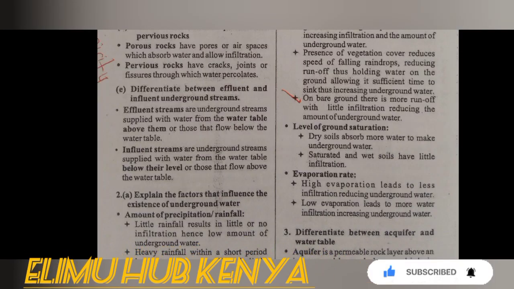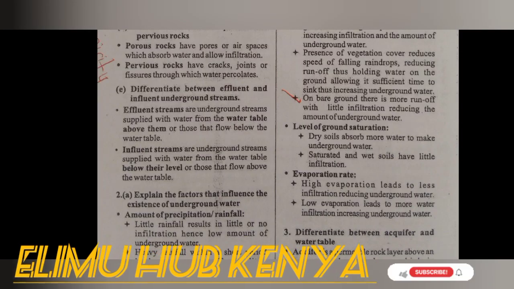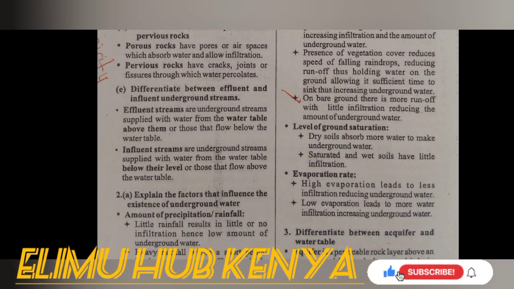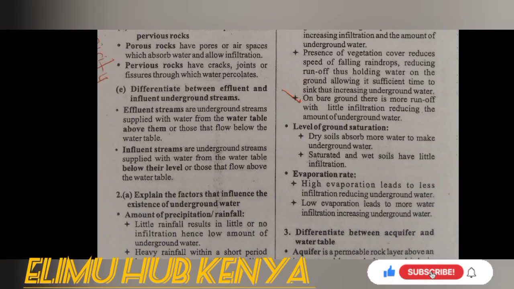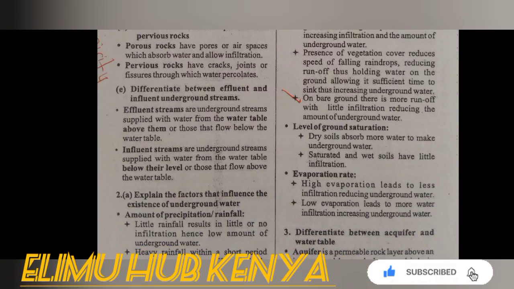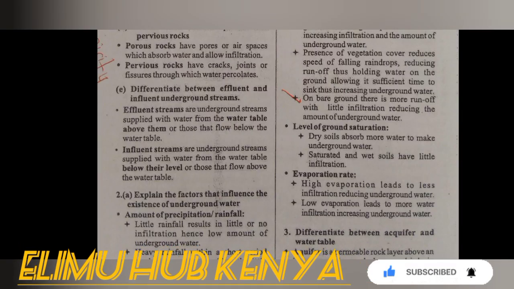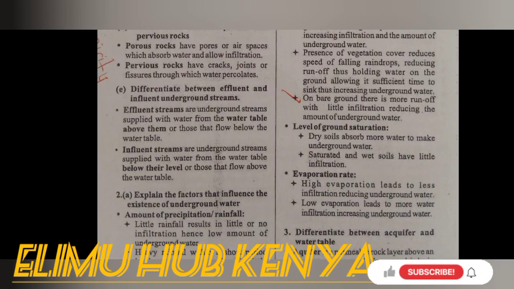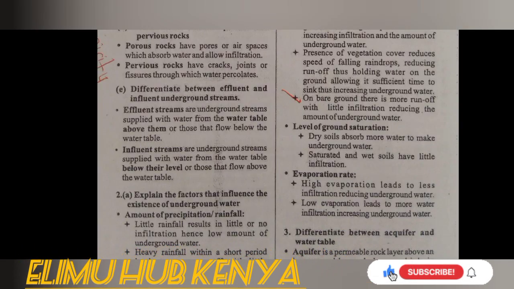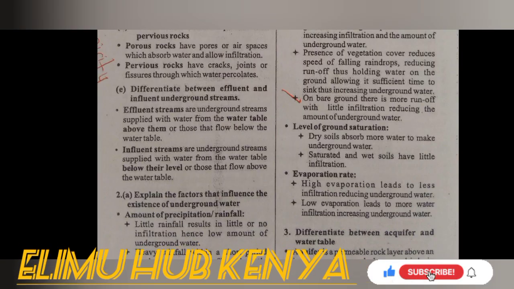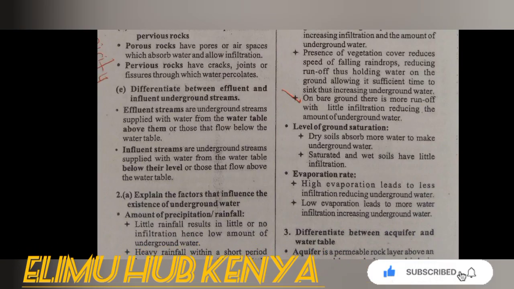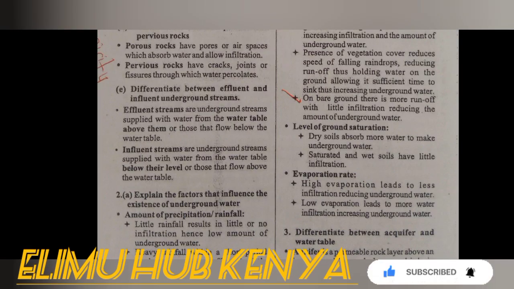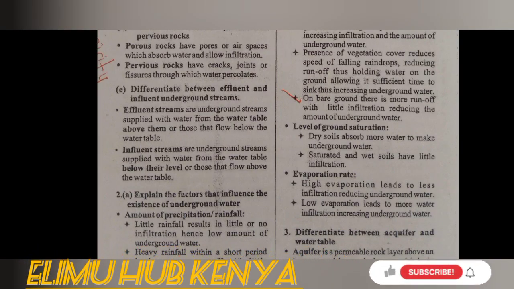The other factor is the level of ground saturation. Now, when you talk about ground saturation, it is that dry soils normally absorb more water to make underground water, while the saturated and the wet soils have little infiltration. So when the soil is dry, it tends to have that hunger for water. So a high amount of infiltration will take place, as opposed to an area that is already soaked, saturated, where little infiltration will take place.